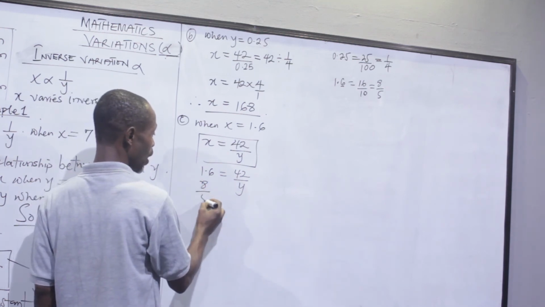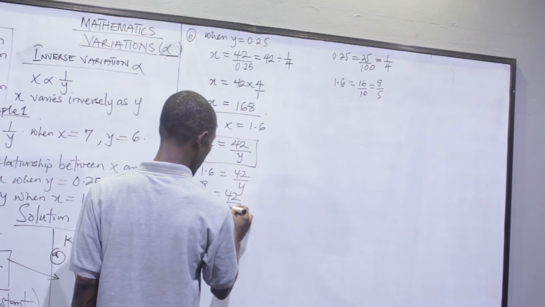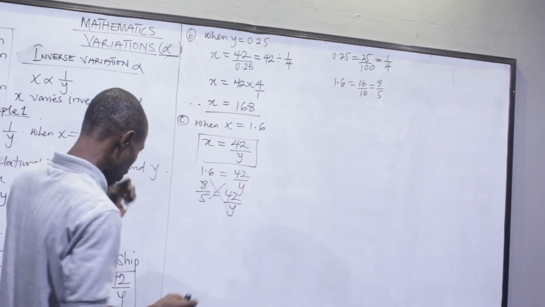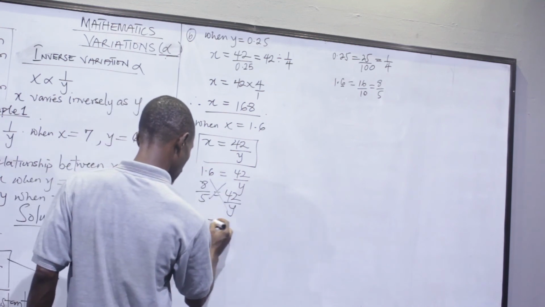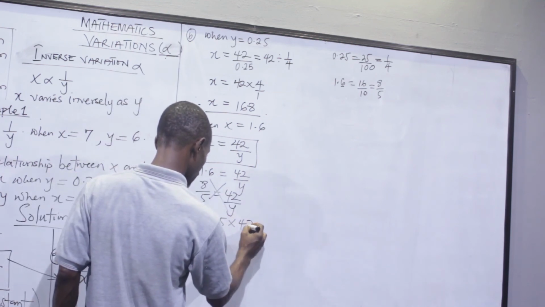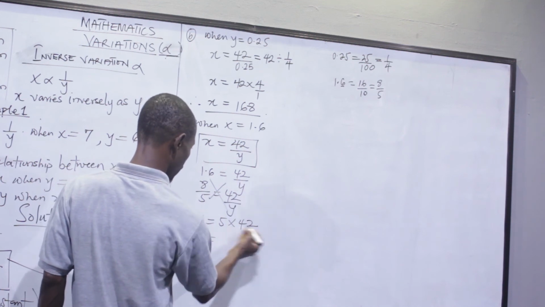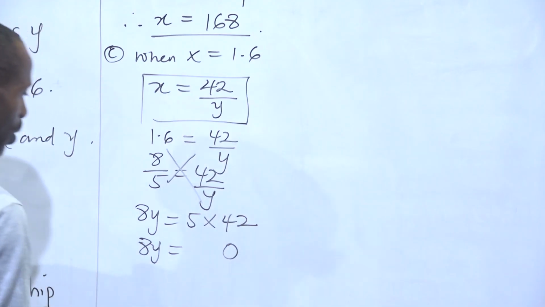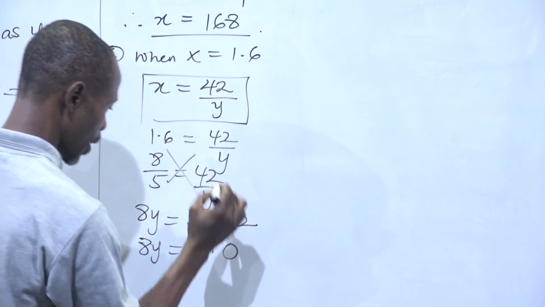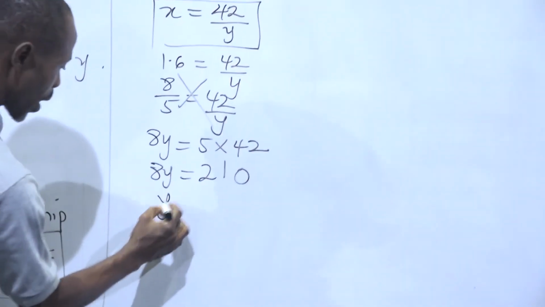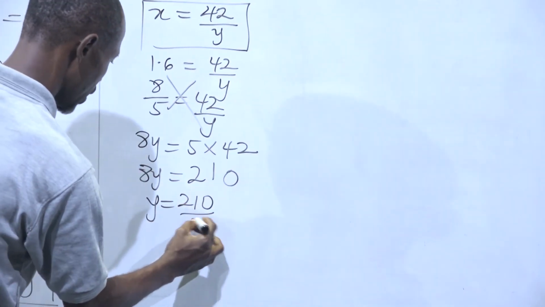We have 8 over 5 equals 42 over y. So what do we do? Cross multiply. Cross multiplying the expression, we have 8y equals 5 times 42. So 8y equals 210. So divide both sides by what? 8. So y equals 210 divided by 8.